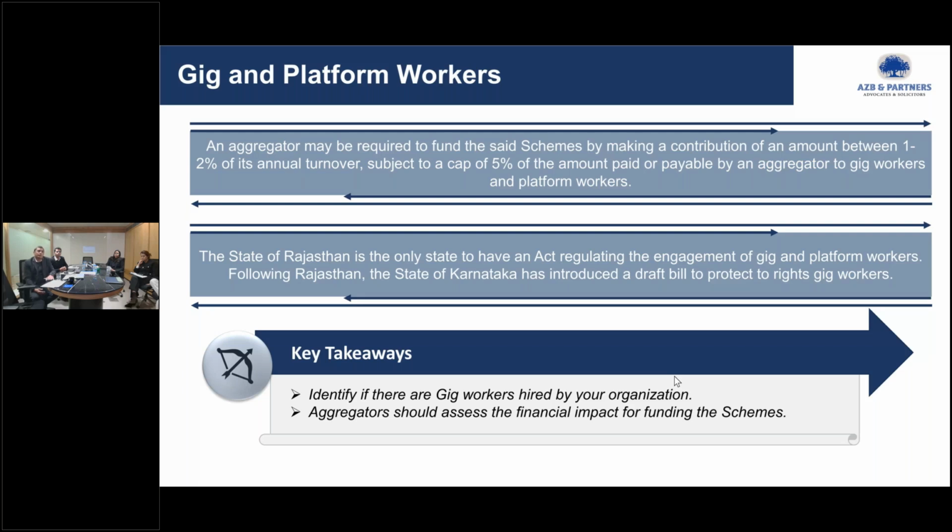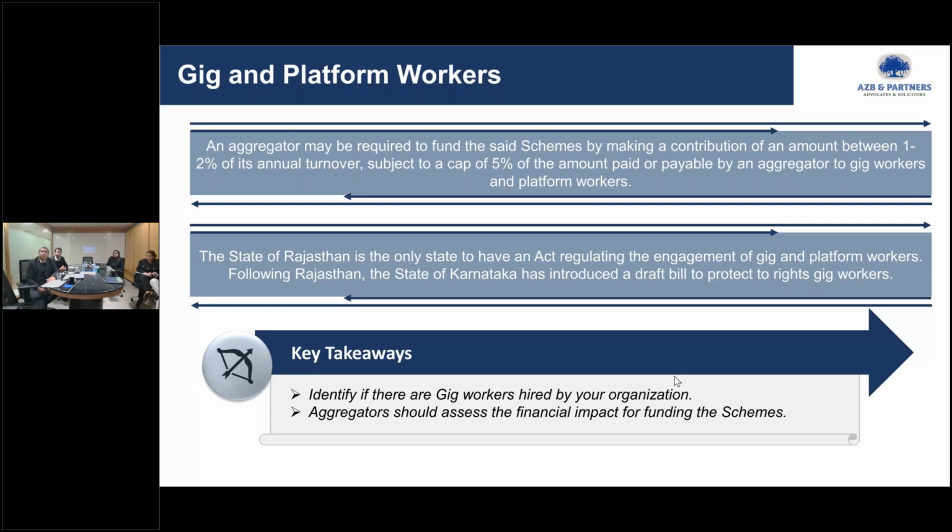And as of today, the state of Rajasthan has already come up with a gig and platform law of its own, which adds to the problems that we already have, because we will have a central law and then we will have a state law. Even the state of Karnataka is already in the pipeline to have a bill on these, and I think other states will soon follow.